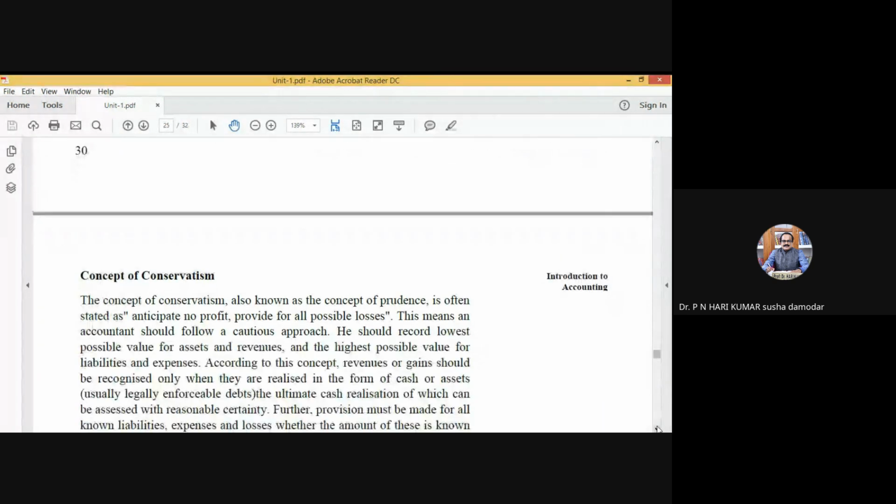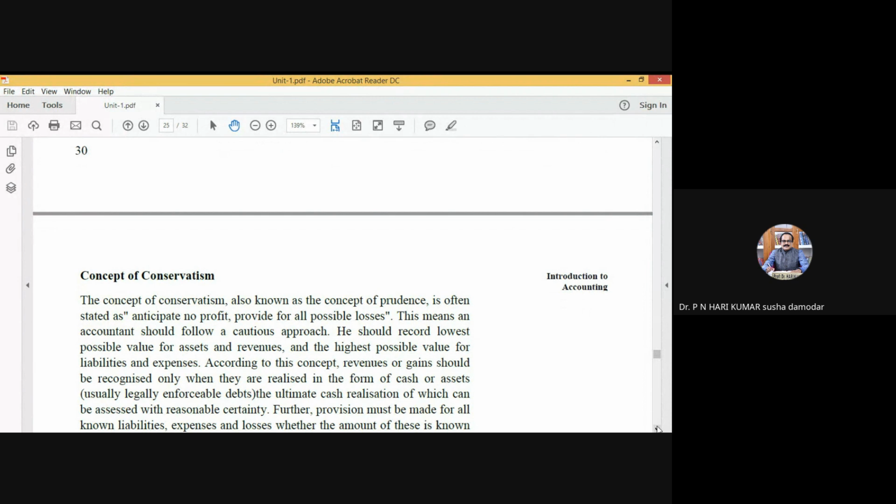Conservatism, this is very important. The concept of conservatism, also known as the concept of prudence, is often stated as: anticipate no profit, provide for all possible losses. This is very important. We will not anticipate the profit. At the same time, we have to be very careful about incurring losses.